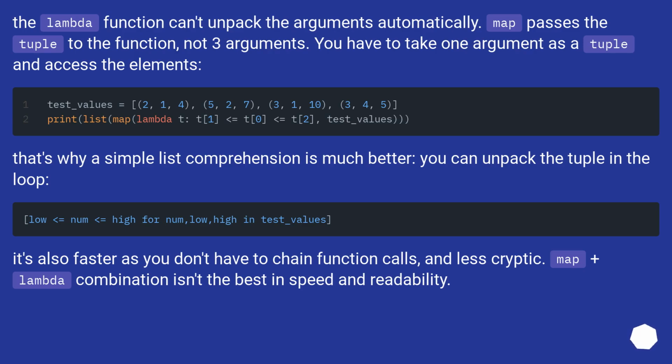The lambda function can't unpack the arguments automatically. Map passes the tuple to the function, not 3 arguments. You have to take 1 argument as a tuple and access the elements.